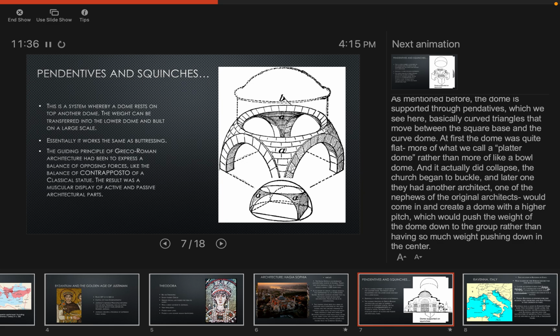The guiding principle of Greco-Roman architecture had been to express a balance of opposing forces, like the balance of contrapposto of a classical statue. The result was a muscular display of active and passive architectural parts.